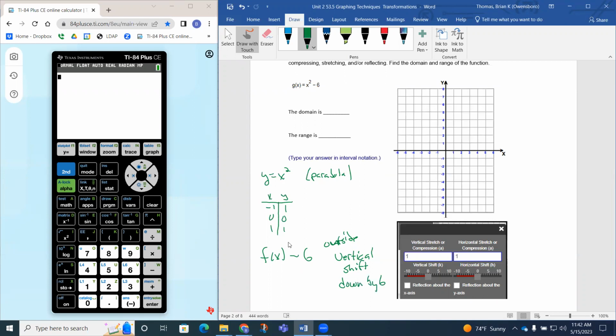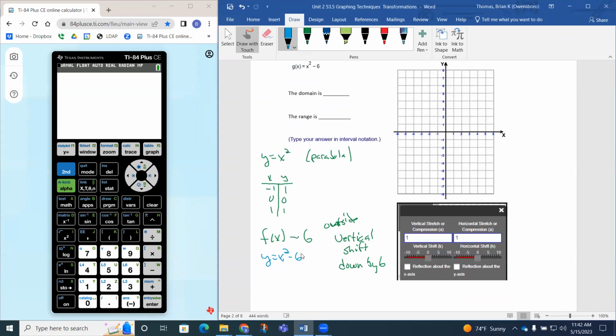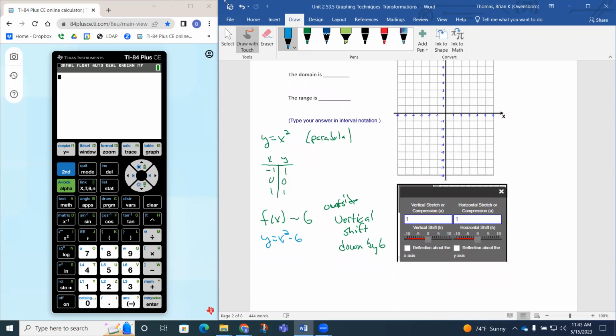So what happens is if I want to graph my new function, y equals x squared minus 6, all I got to do is recognize that the x values are not changing. The negative 1, the 0, and the 1 are not changing. Only the y values are changing. So if I subtract 6 from the 1, that would give me a negative 5. If I subtract 6 from a 0, that gives me a negative 6. And if I subtract 6 from a 1, that's going to give me a negative 5. So that should be my new ordered pairs.